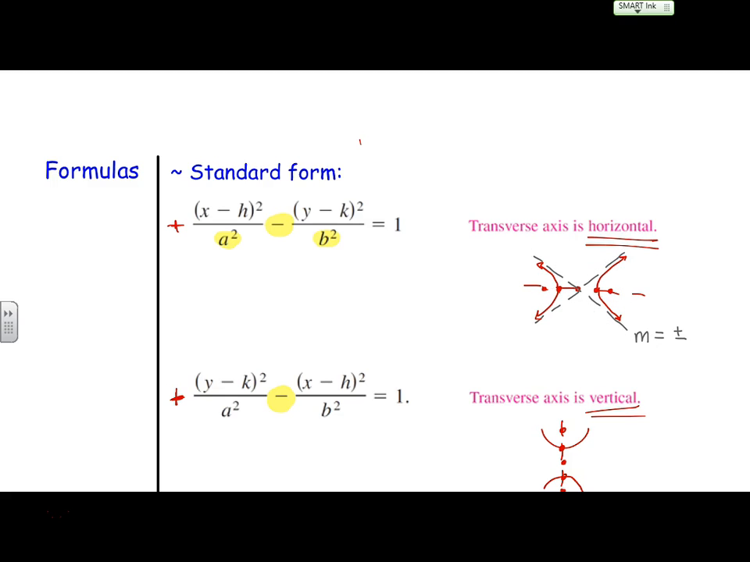M is equal to plus or minus, let's see, which one goes with Y in that equation? B, right? Over, which one goes with the X's? A. That's how we would find the slopes of the asymptotes. That would help us do the rise over the run from the center. So the rise would be the B, the run would be the A.